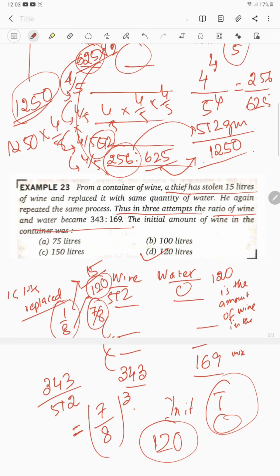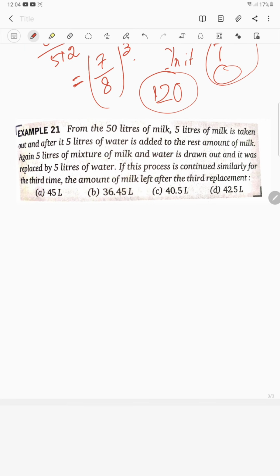We'll solve one more question. Okay, we'll solve this question. From the 50 liters of milk, 5 liters of milk is taken out, and after it 5 liters of water is added to the rest of the milk. Again 5 liters of mixture of milk and water is drawn out, and it is replaced by 5 liters of water. If this process is continued similarly, what is the amount of milk left after the third replacement?